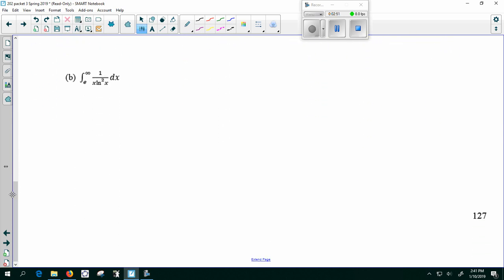All right, so for this next one, integrate from e to infinity, 1 over x ln squared x. So I'm seeing an ln and a 1 over x, and those two functions are related by the derivative. So I'm going to use a u substitution to calculate this integral. So I'm going to let u be ln x, which means that du/dx is 1 over x, which means that dx is x times du.